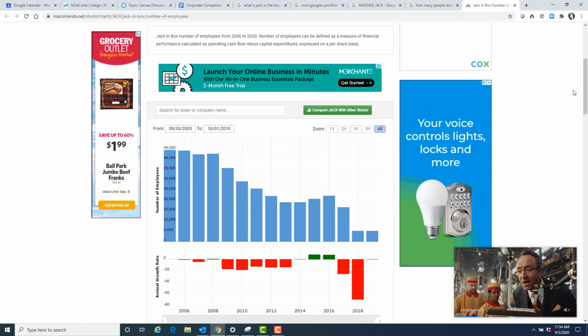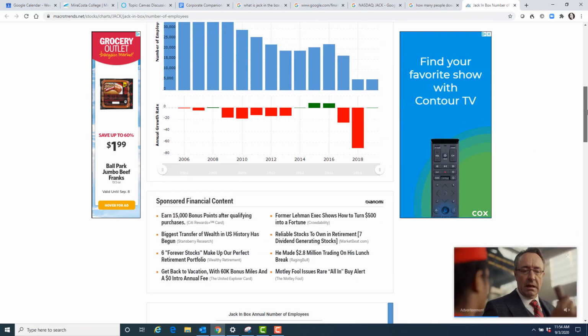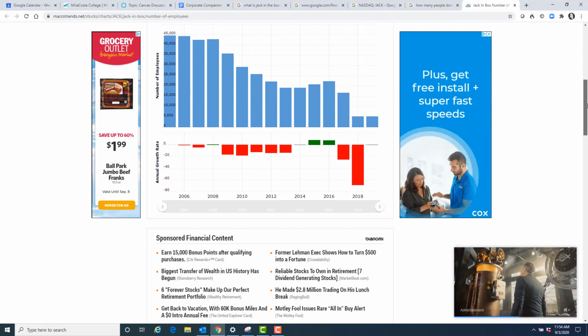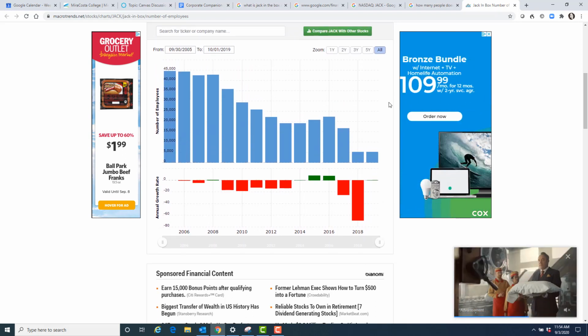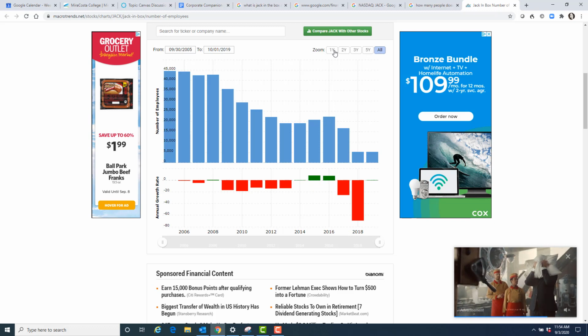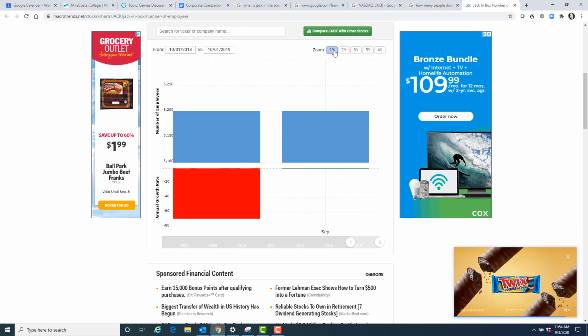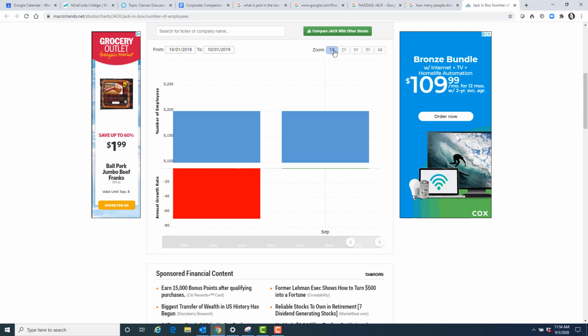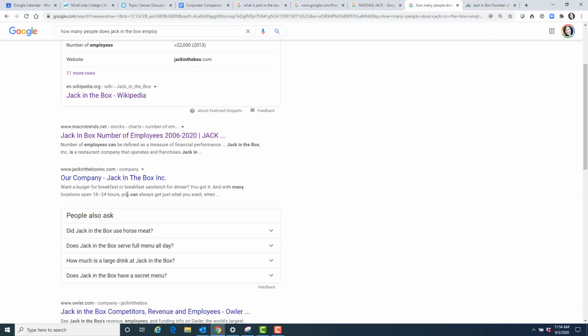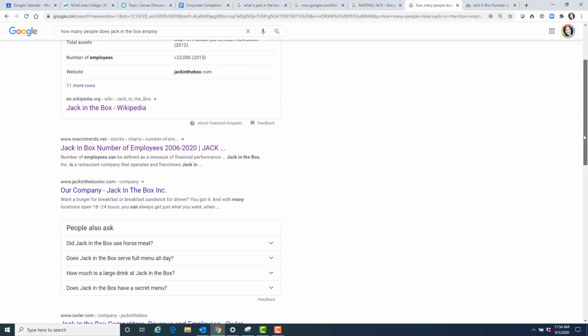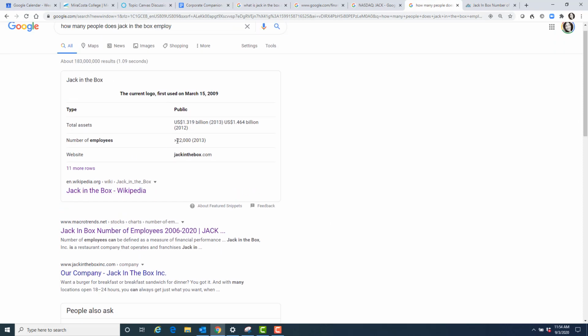That's slightly confusing. We got a bunch of adjunct here. Well, I'm not liking these numbers that I'm seeing here. These don't look correct. So I'm going to go with just a straight up Wikipedia reference of about 22,000 employees. That's of 2013. They stay pretty static on their employment rate. So I'm going to go ahead and jot that number down, 22,000 employees.